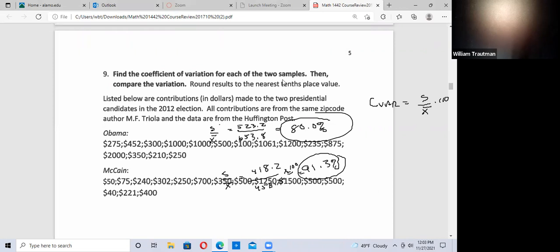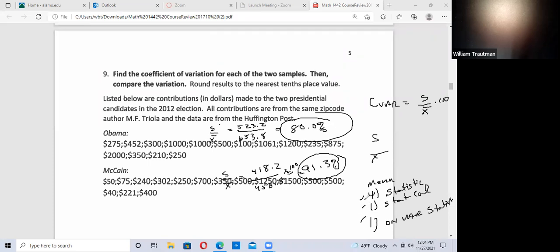And don't forget, anytime you're looking for S or X bar, you're going to go to menu 411. That's just the standard information that they give us. Menu 4 is statistics, then number 1, stat calculate, and the other one is 1 var statistics. So 411. Anytime you want mean or standard deviation, those are good to get. 411.